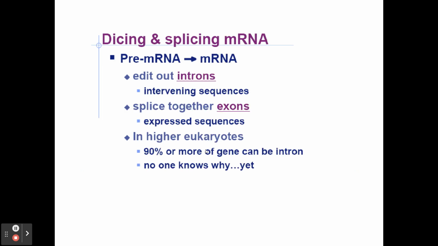Okay, so we have the pre-messenger RNA. We have to go to messenger RNA. What do we have to do? We have to edit out the introns. We have to splice together the exons. And this is kind of an interesting fact. In higher eukaryotes, that's me, you, your dog, blue whales, birds, almost all vertebrates, and probably many plants, 90% or more of a gene can be intron. Whoa, that's a lot. Not exactly sure why, because we don't know yet.